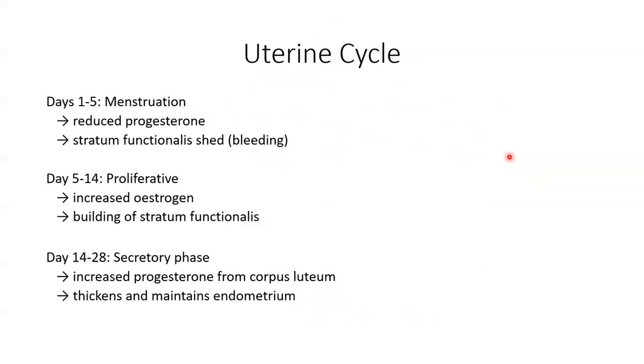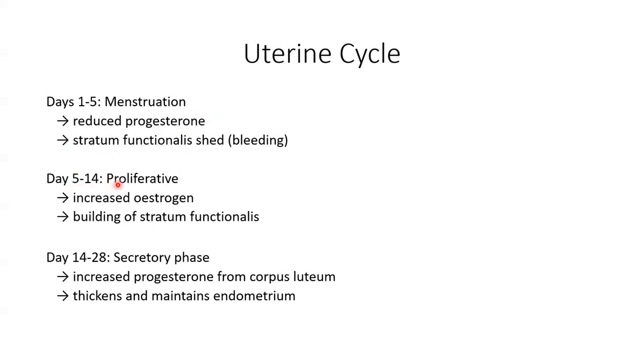Recapping the uterine or the menstrual cycle, remembering this is what happens within the uterus. This is the cycle that involves a period or the bleeding. Days 1 to 5, and of course this can vary, is menstruation. Because of those reduced levels of estrogen and progesterone, we have shedding of that stratum functionalis, that inner layer of the endometrium.